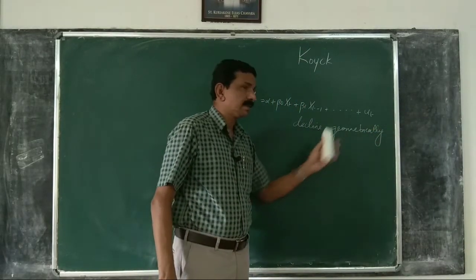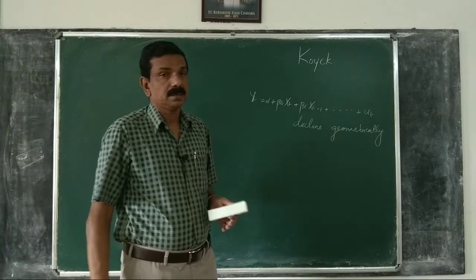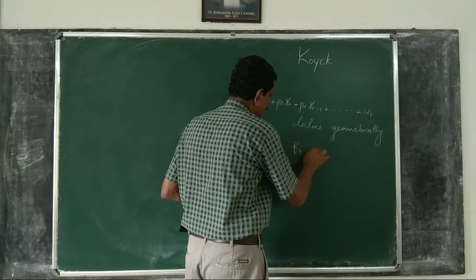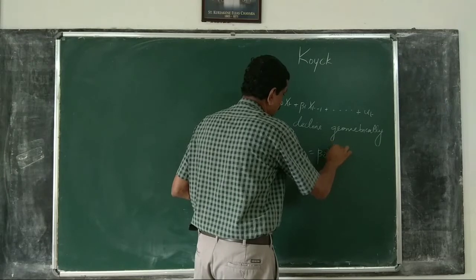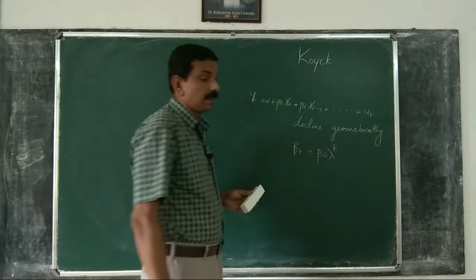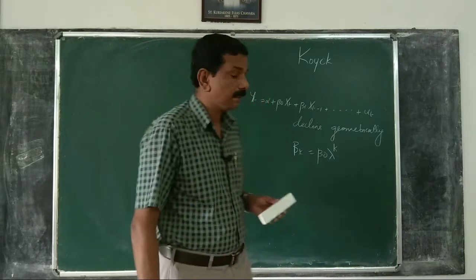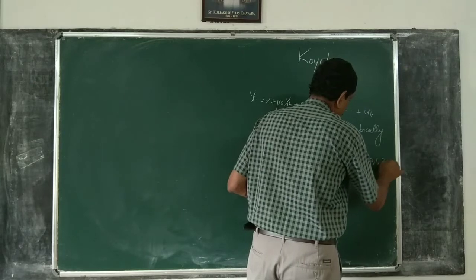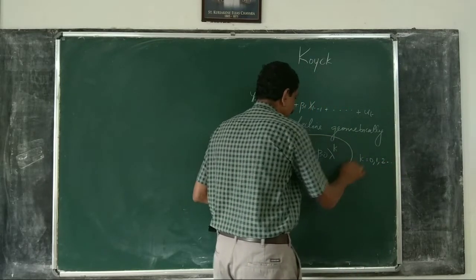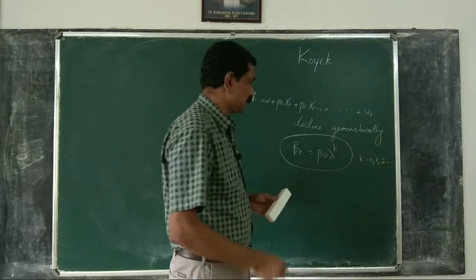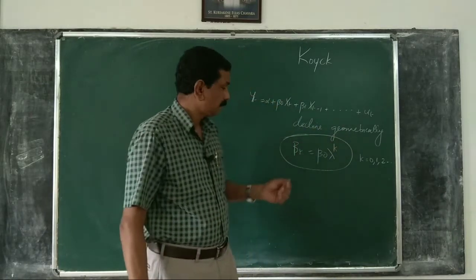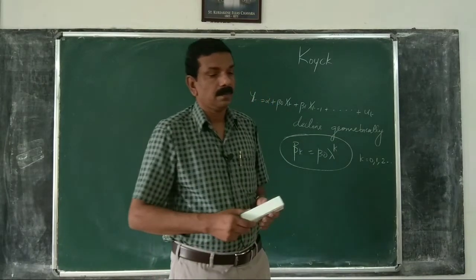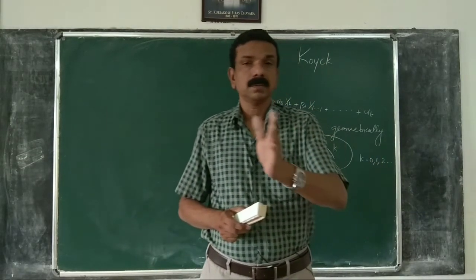Koyck assumes that betas decline geometrically by the relation beta k is equal to beta 0 lambda raised to k, where k is equal to 0, 1, 2, etc. The lag structure specified by Koyck is beta k is equal to beta 0 lambda raised to k, where k is equal to 0, 1, 2, etc.